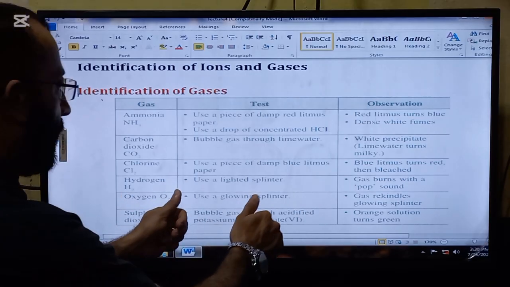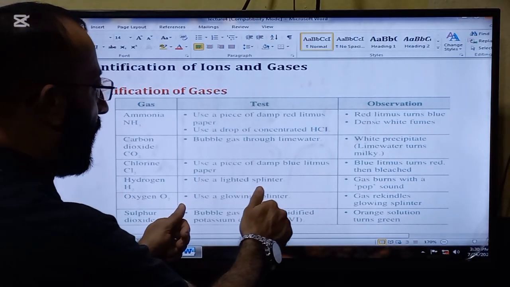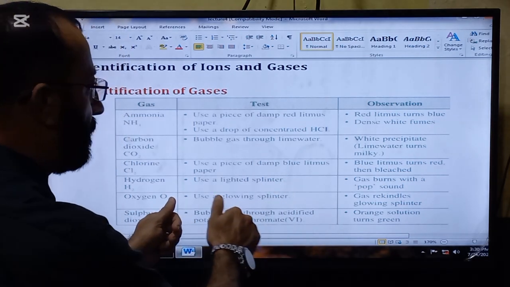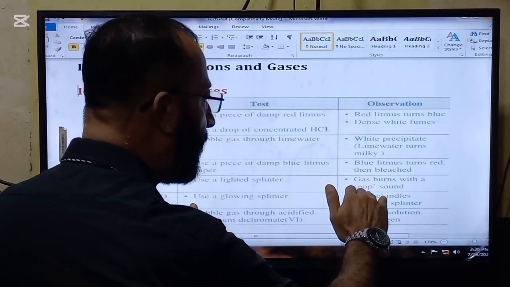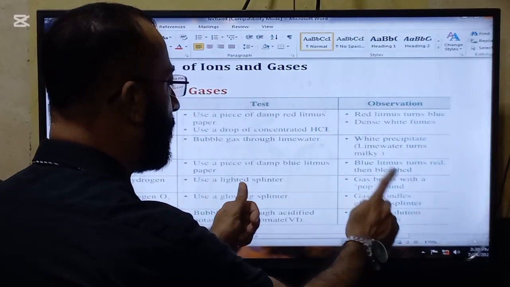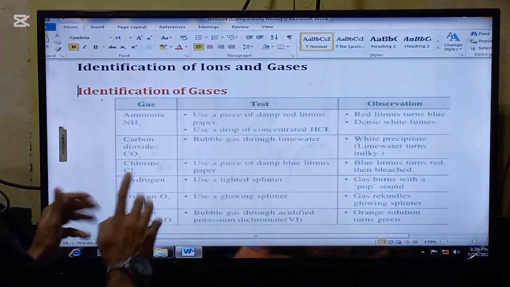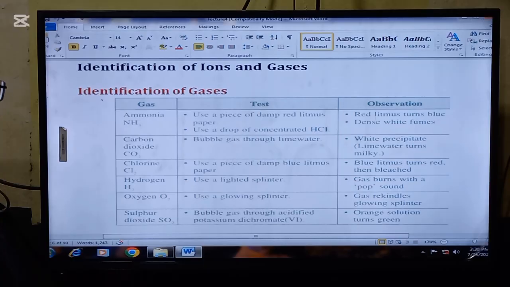The next gas that is going to be identified is chlorine gas. Here is the test. If you use a piece of damp blue litmus paper, and if the blue litmus paper turns red and then bleached, then this will be the sign that the sample gas is chlorine gas.